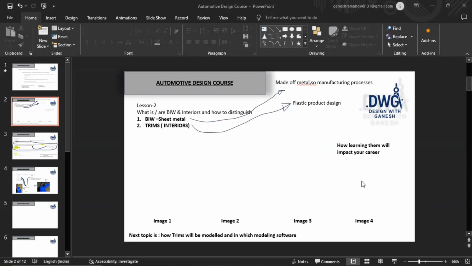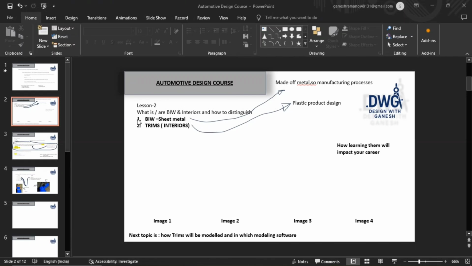So, coming back to our discussion, in this video we will discuss more about BAW and trims. When I talk about BAW, in the last video I already explained what BAW is. The things that are made up of metals or sheet metals, we can refer to as BAW.